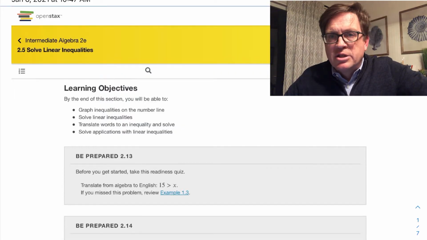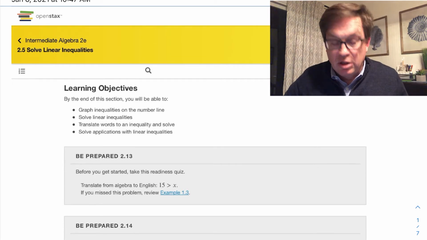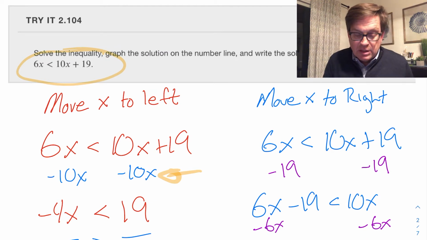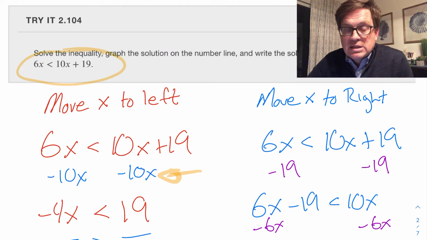Here's a video explanation of some of the things we'll be thinking about in section 2.5, solving linear inequalities. How do you solve a linear inequality? In this case, the example is 6x is less than 10x plus 19.